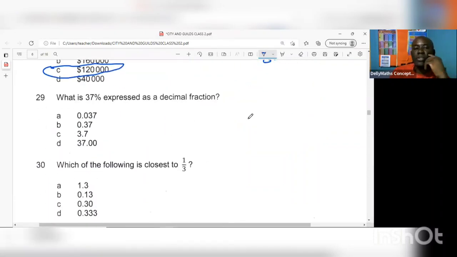What is 37% as a fraction? So this is what you're looking at. So we are moving the decimal point 2 places, so it is 0.37.